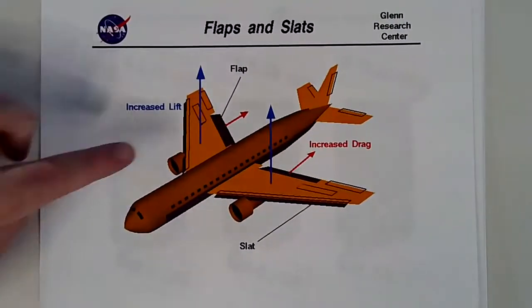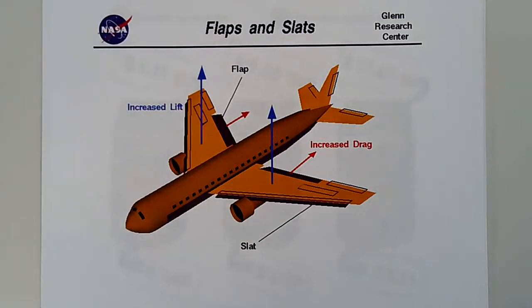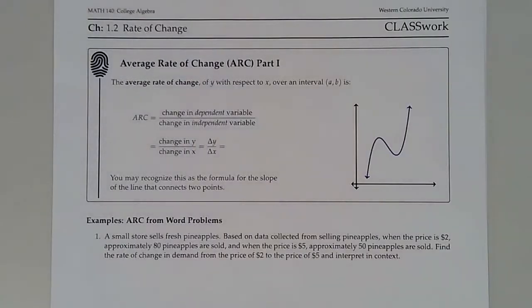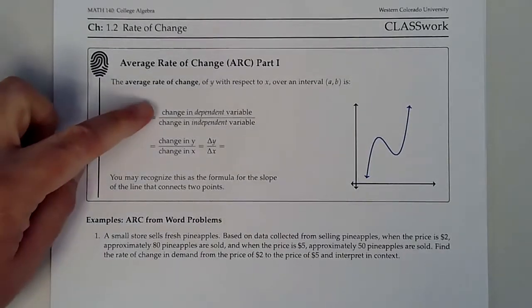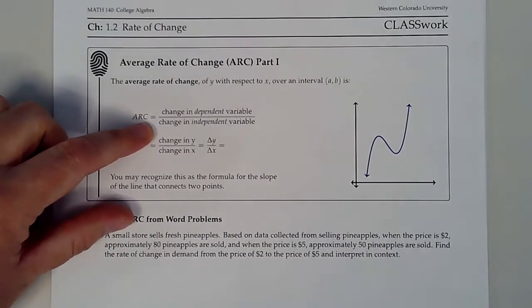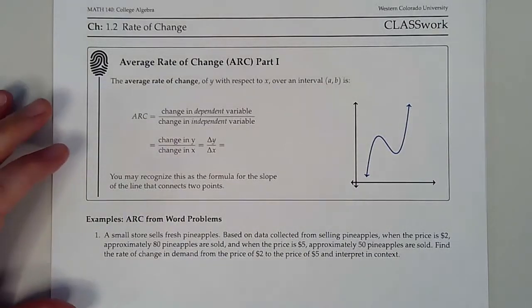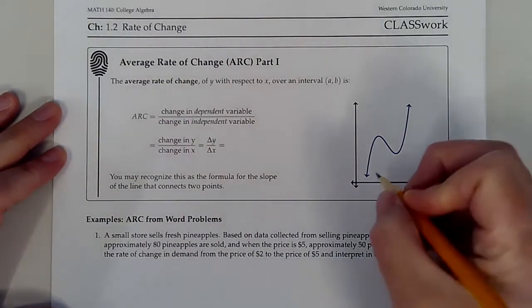Or how does changing the flap on a wing of an airplane change the angle of descent or how fast that plane is traveling? So we're going to start by looking at something called the average rate of change. The average rate of change of y with respect to x over an interval from a to b is the change in the dependent variable, which is y, divided by the change in the independent variable, which is x. That's kind of a big mouthful, so let's break that down by looking at this picture over here.